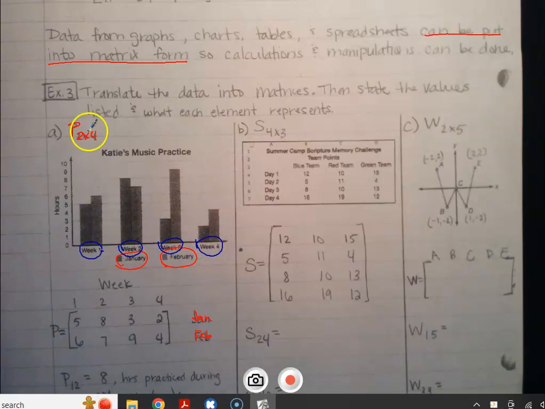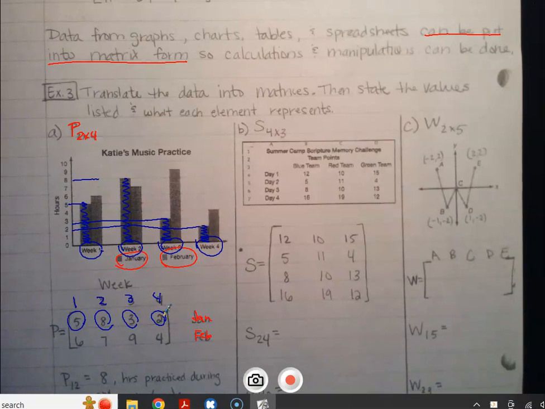Because it said it's a 2 by 4, I did my 2 this way and my 4 this way. So week 1, week 2, week 3, week 4. That's not part of my matrix. It's just helping me organize how I'm going to put it in my matrix. So in January, which is the first one here, this week is 5. This January comes over here to 8. January on week 3 comes over here to 3. And January for week 4 is 2.